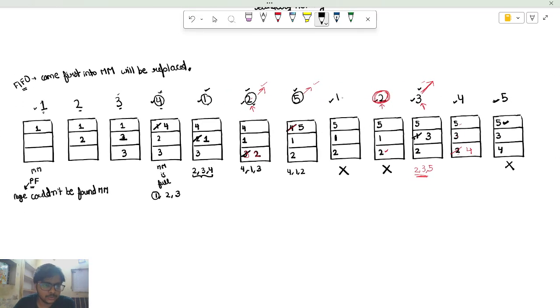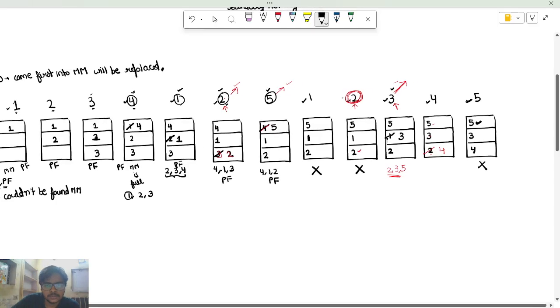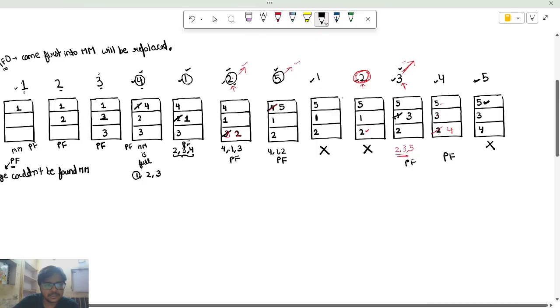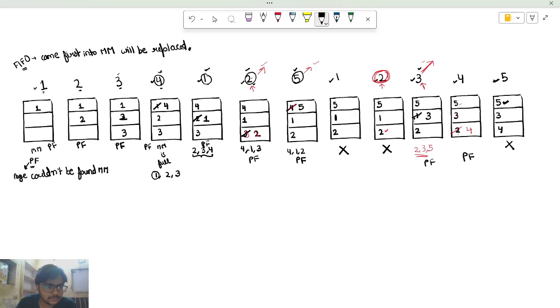Yeah. So here you can see this was a page fault. Okay. And this was also a page fault. Page wasn't present in the main memory. This is also a page fault. This is also a page fault. This was also a page fault. This was also a page fault. And these two are also page faults. So you can see how many page faults were there. So there were 1, 2, 3, 4, 5, 6, 7, 8, 9.